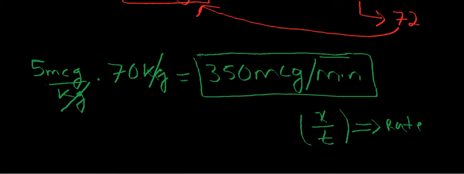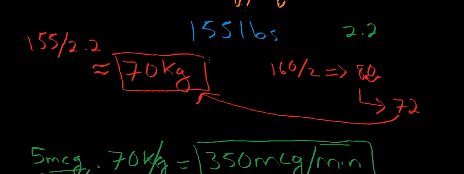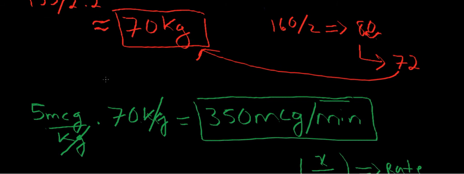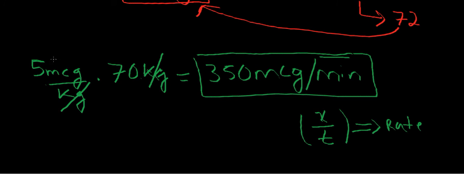So you have 350 micrograms per minute. Just walking you through the steps: we started with 5 micrograms per kilogram per minute, we converted the patient's weight to kilograms, and then we used dimensional analysis to figure out what the rate was.